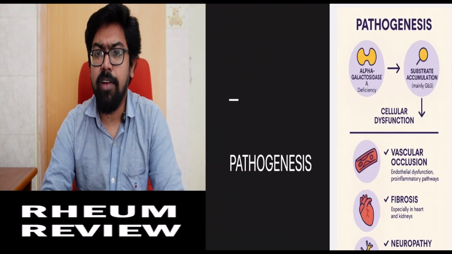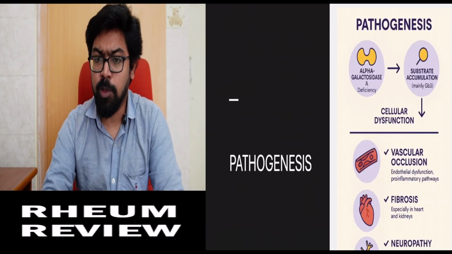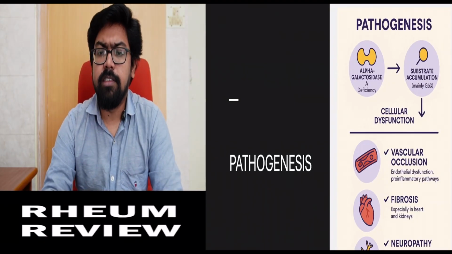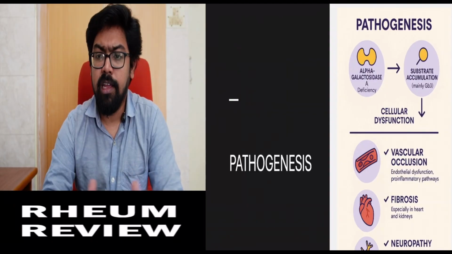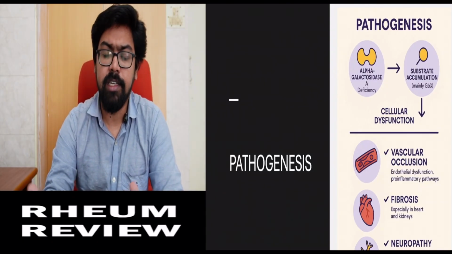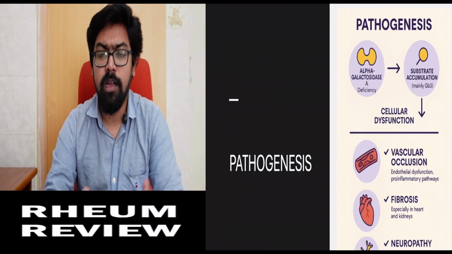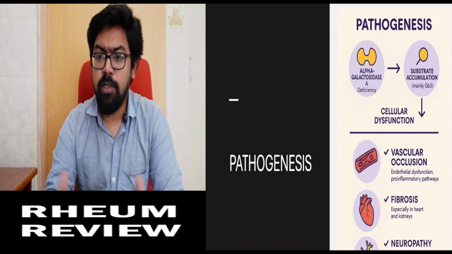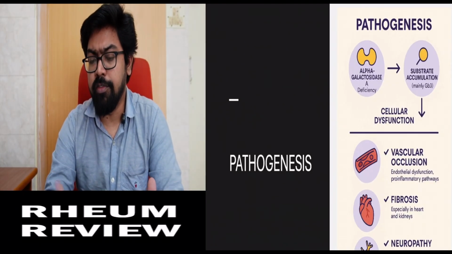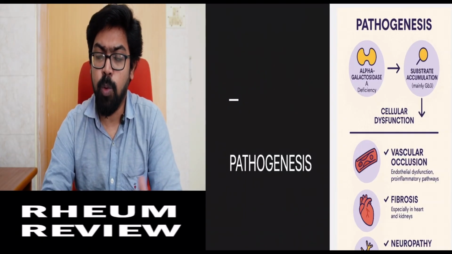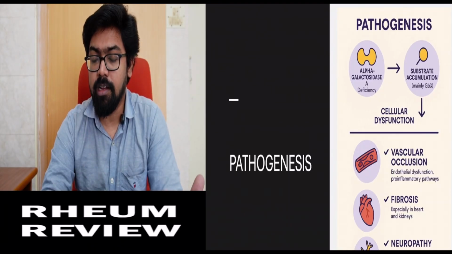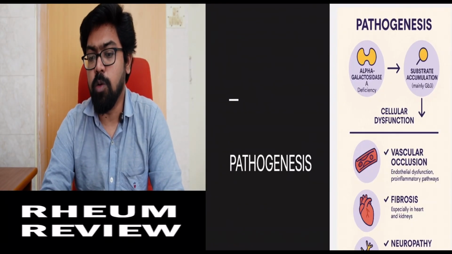This is a simplified figure showing the pathogenesis of Fabry's disease. Fabry's disease is characterized by alpha galactosidase deficiency, leading to substrate accumulation in the lysosome, that is GB3, globotriaosylceramide, which leads to target organ dysfunction, can cause vascular occlusion due to endothelial dysfunction and pro-inflammatory pathways, and cause fibrosis, especially in the heart and kidneys, and cause neuropathy.